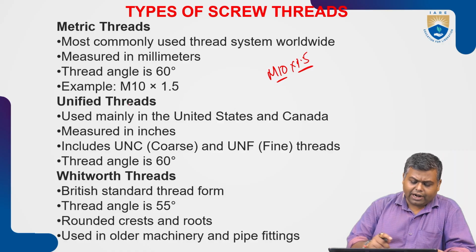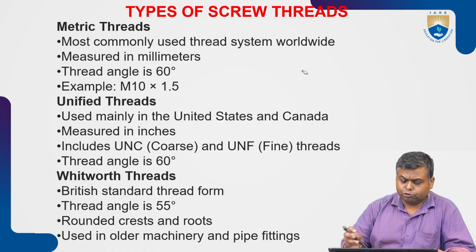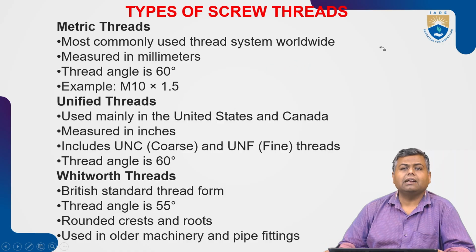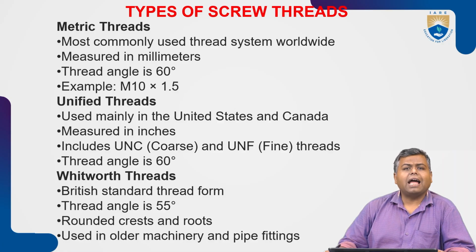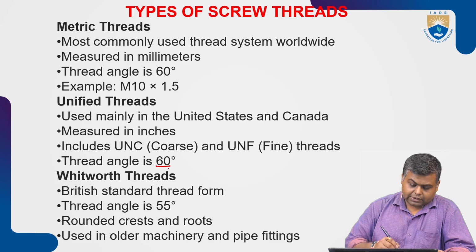The next is unified thread. Unified thread is used mainly in the United States and Canada. It is measured in inches, which includes coarse and fine threads. The angle is 60 degrees.